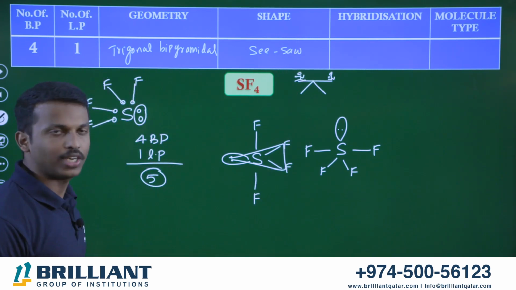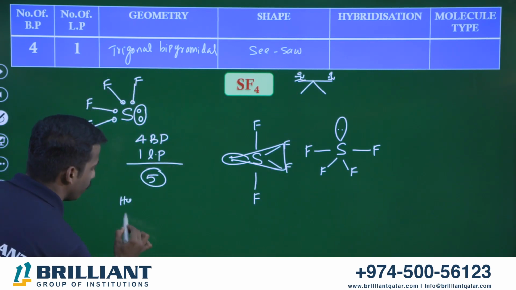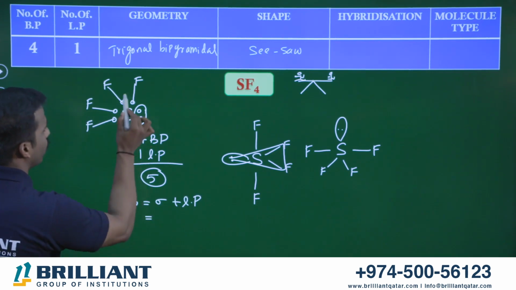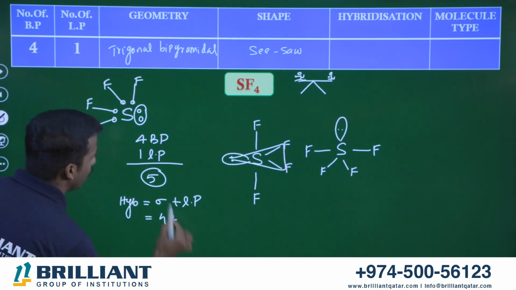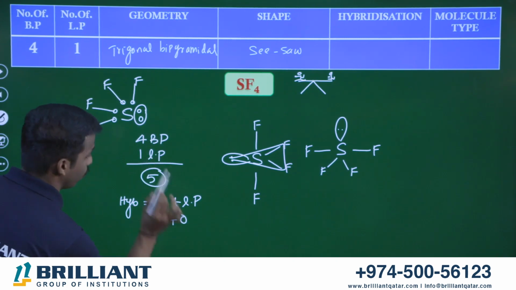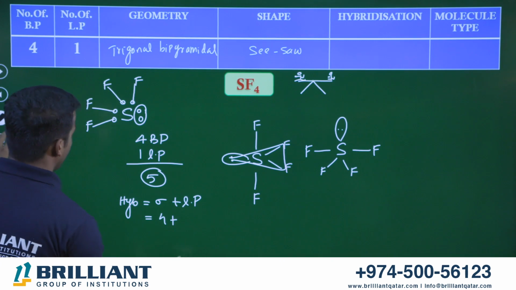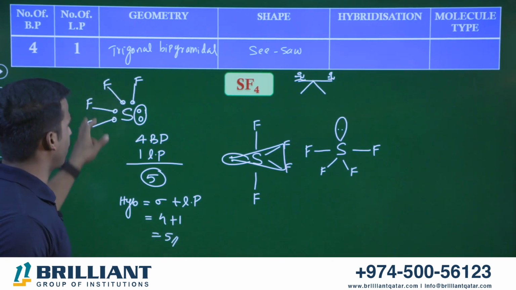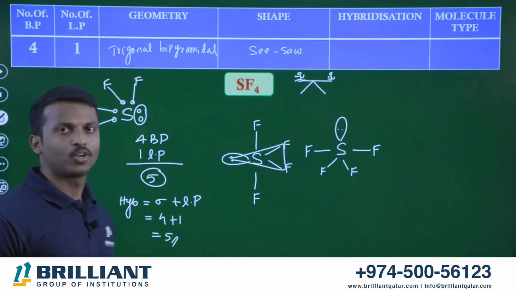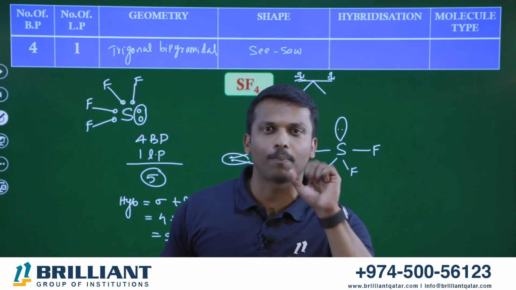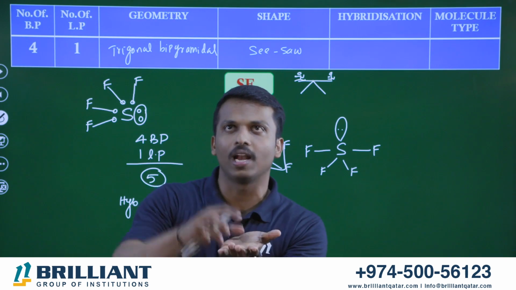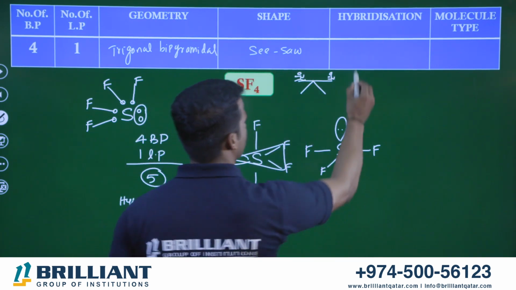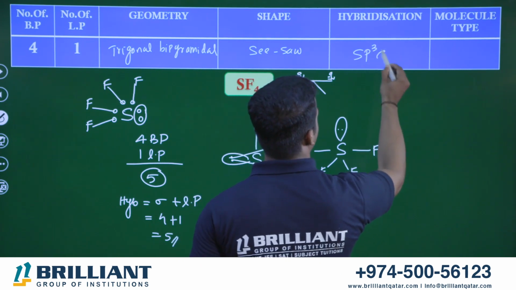Let's go to the hybridization. Hybridization is equal to the sum of sigma bond and lone pair. How many sigma bond? 1, 2, 3, 4. How many lone pair? 0. No, 1 is there, right? Sorry for that. How many lone pair? 1. So total is equal to what? 5. 4 sigma bond, 1 lone pair. Total 5. First 5 orbital, please mix it. 1 s orbital, 3 p orbital, 1 d orbital. So hybridization is what? sp3d.